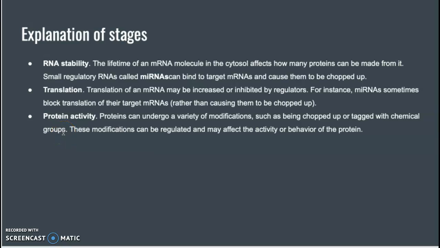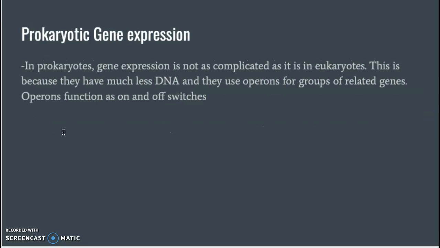So RNA stability, the lifetime of an mRNA molecule in the cytosol, affects how many proteins can be made from it. Small regulatory RNAs called miRNAs bind to target mRNAs and cause them to be chopped up. Translation of an mRNA may be increased or inhibited by regulators. For example, miRNAs sometimes block translation of their target mRNAs rather than causing them to be chopped up. Protein activity. Proteins can undergo a variety of modifications, such as being chopped up or tagged with chemical groups. These modifications can be regulated and may affect the activity or behavior of the protein.